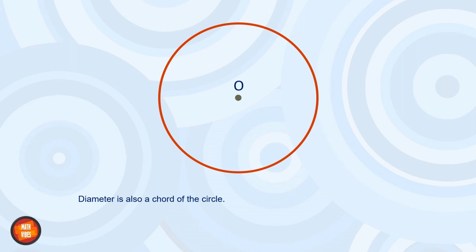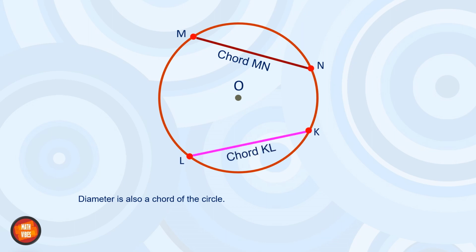The only condition is that it should join two points on the boundary of the circle, and for a diameter there is an extra condition that it should pass through the center also. So if I talk about this chord, this is one chord MN, this is another chord KL, and this is another chord CD. These are chords, right? Because the condition of a chord was that it joins two points. Whether it passes through the center or not doesn't matter.